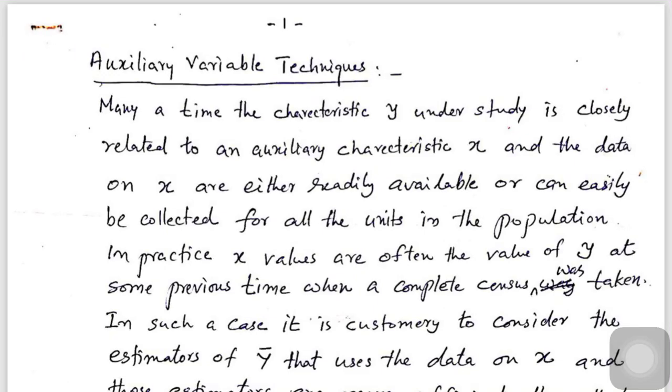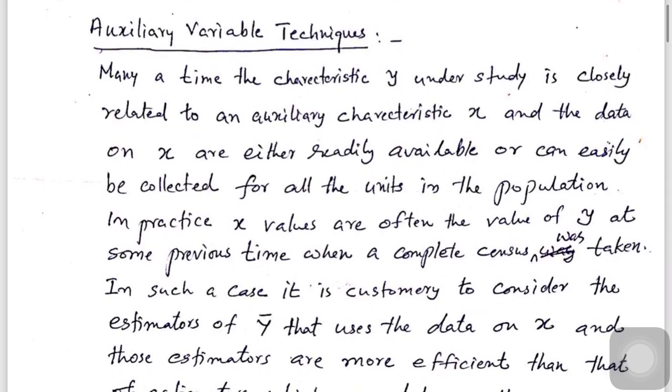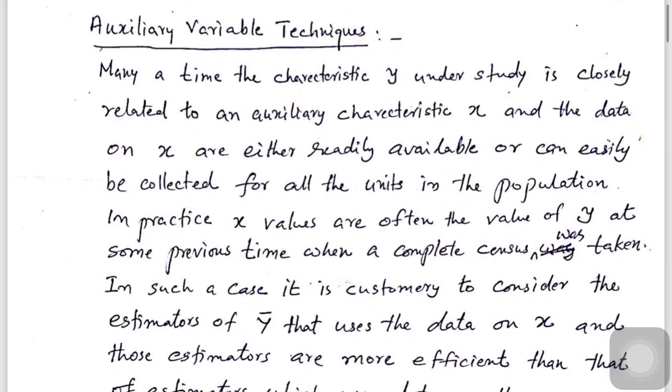In this video, we shall discuss a very special method which is called auxiliary variable technique. In this method of estimation, we shall estimate the parameters associated to our main variable y, making use of an additional variable x, which will be called auxiliary variable. Usually y represents the main variable and small x represents the auxiliary variable.